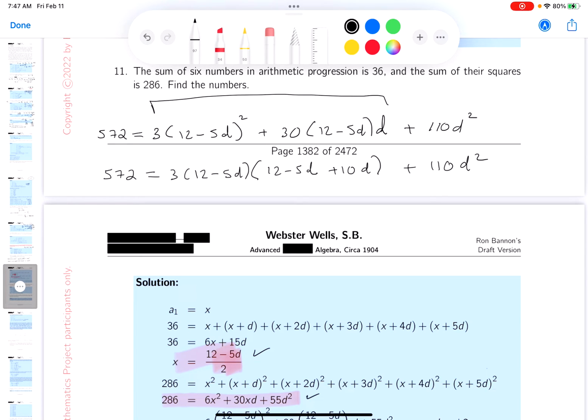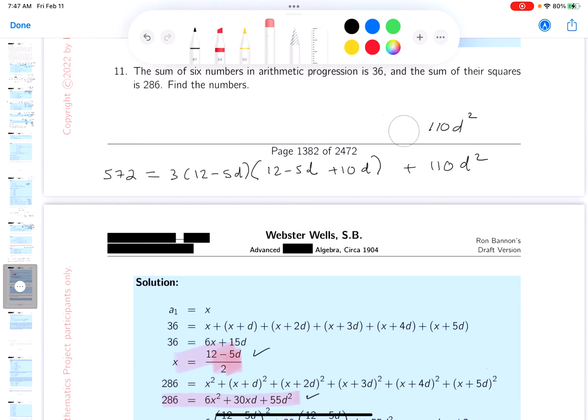All right, so you might say, I'm going to look at that and I'm going to do something now. I'm not saying you can't do something now, but I want to make sure it's understood that I did the first two terms. I just factored it. I'm kind of done with that now. I'm looking at this now. I'm going to continue to simplify it, and I'm moving step by step forward. 572 equals 3 times 12 minus 5d, and the very next factor in that first term would be 12 plus 5d.